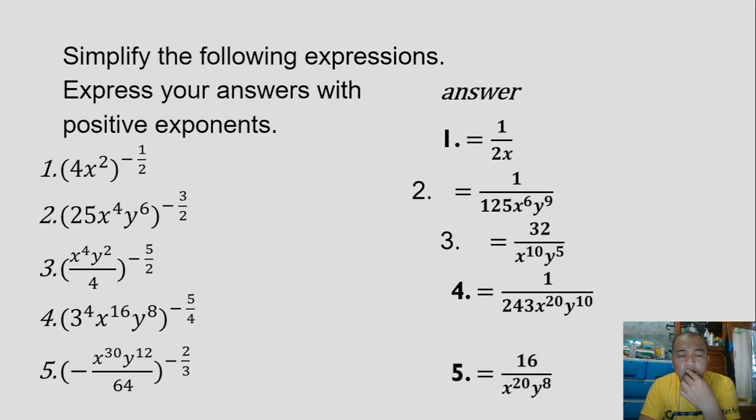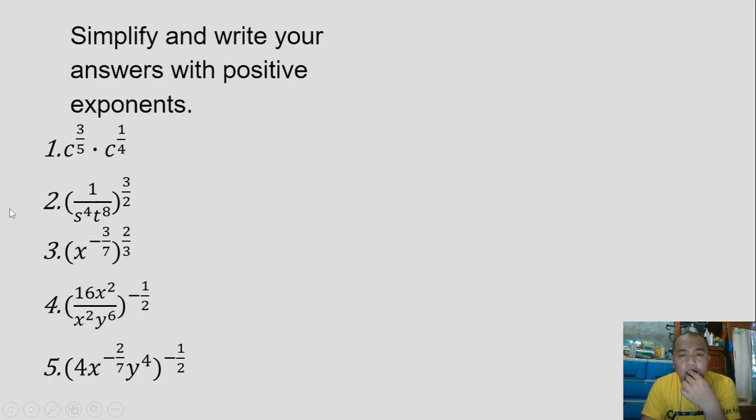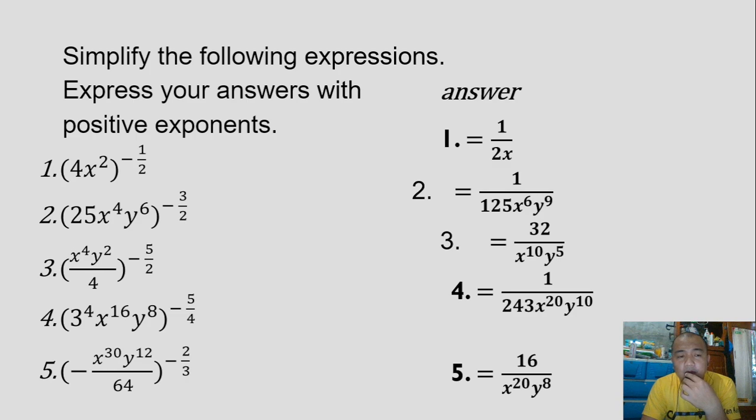And in number 5, interchange again the position. 64 will be in the numerator, x to the 30th power y to the denominator. Okay, raise it to positive 2/3. So the final answer is 16 over x to the 20th y to the 8.